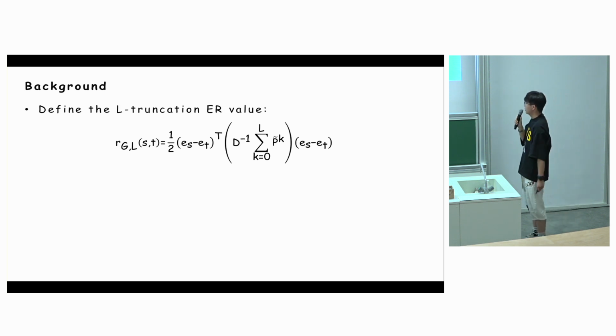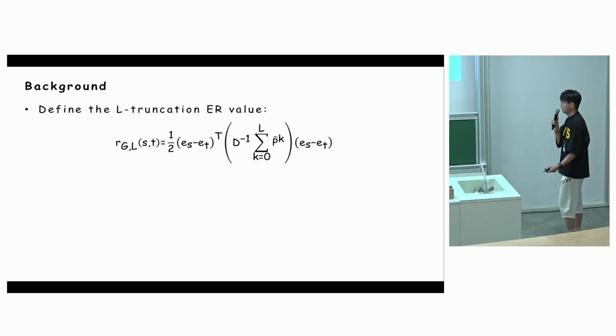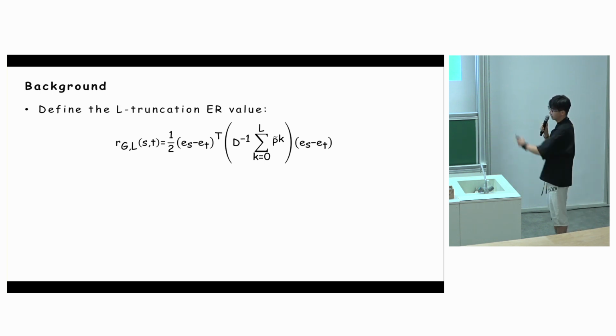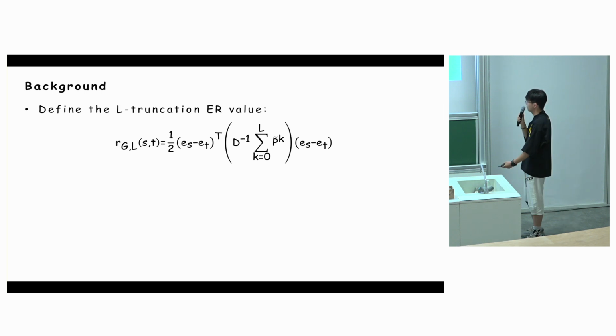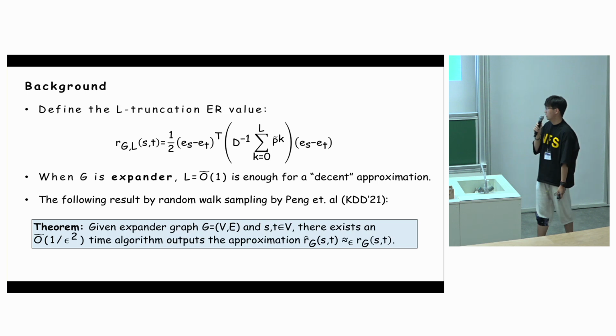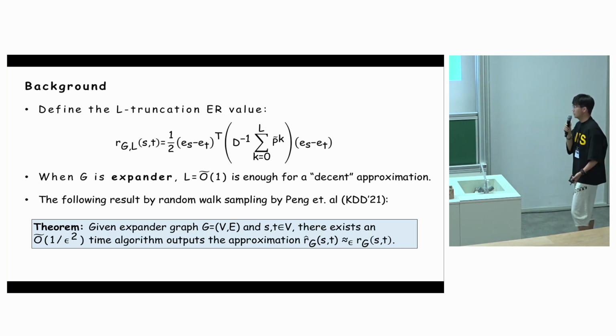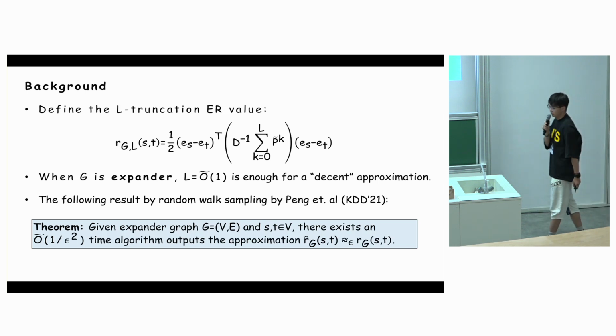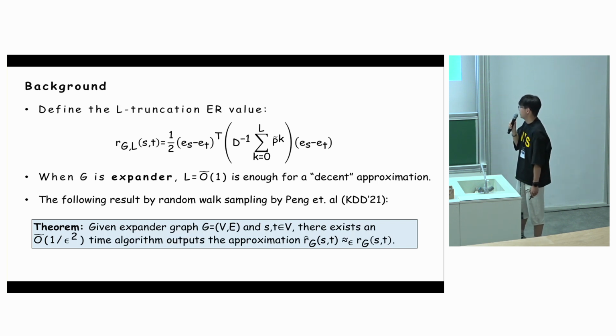Now we can define the L-step truncation of the effective resistance, which truncates the Taylor expansion of the lazy probability transition matrix at step L. We can easily prove that when G is an expander, L equals O(1) is enough for a good approximation of the effective resistance.